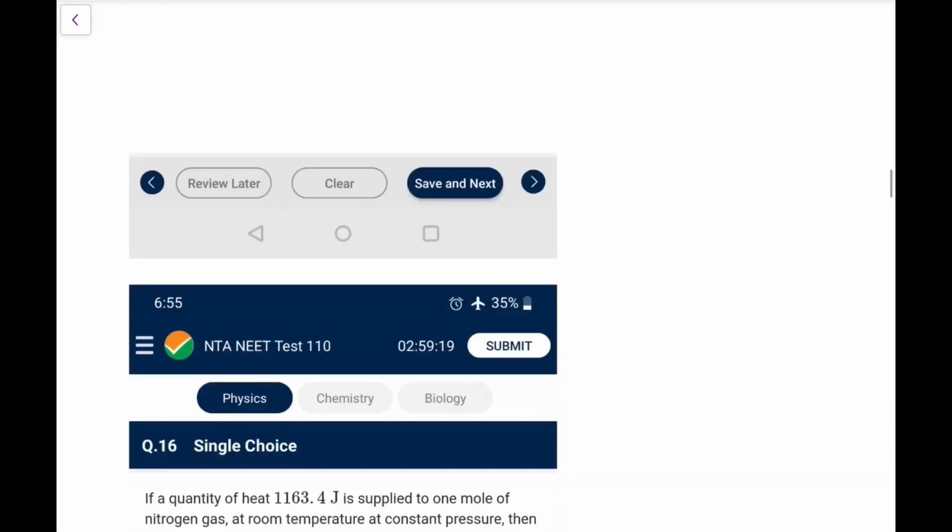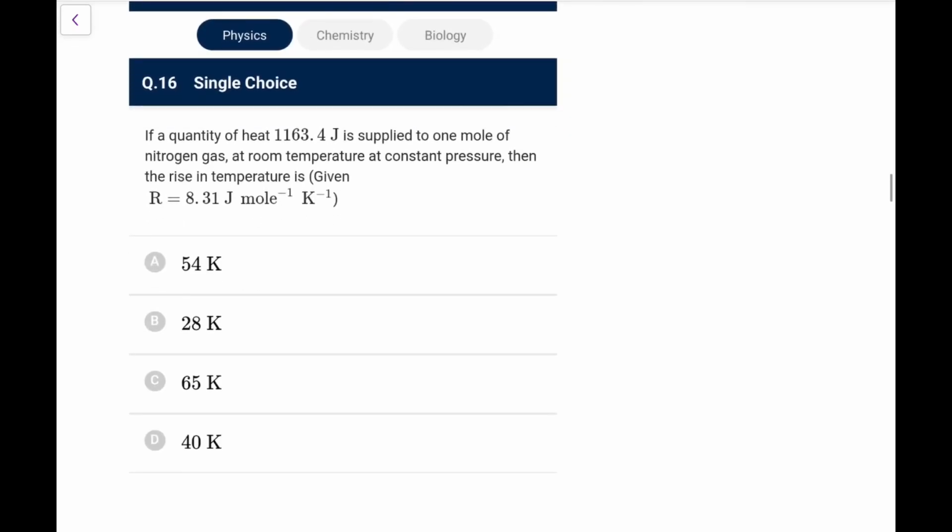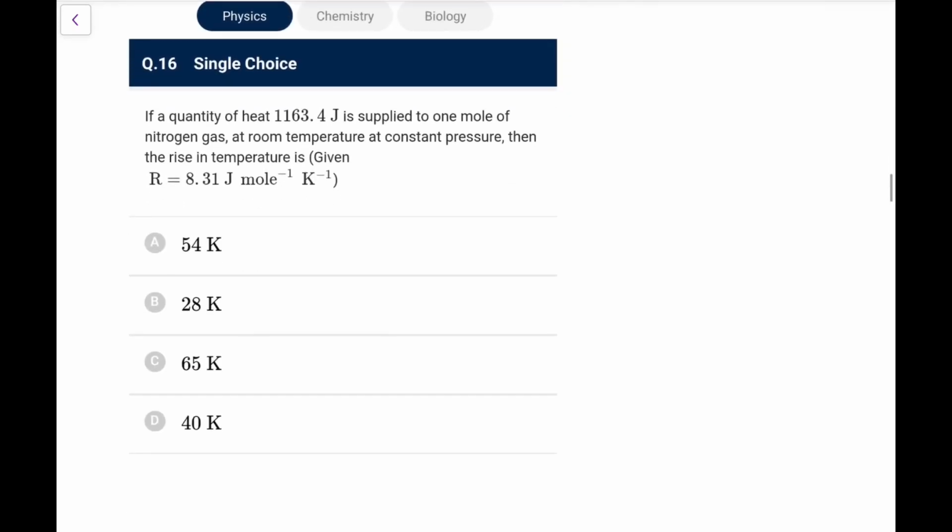Just remember, because the thickness is given, it means it is a hollow sphere, not a solid one. If a quantity of heat 1163.4 joule is supplied to a mole of nitrogen gas at room temperature at constant pressure, then what will be the rise in temperature? At constant pressure we can write Qp is equal to n Cp delta T.